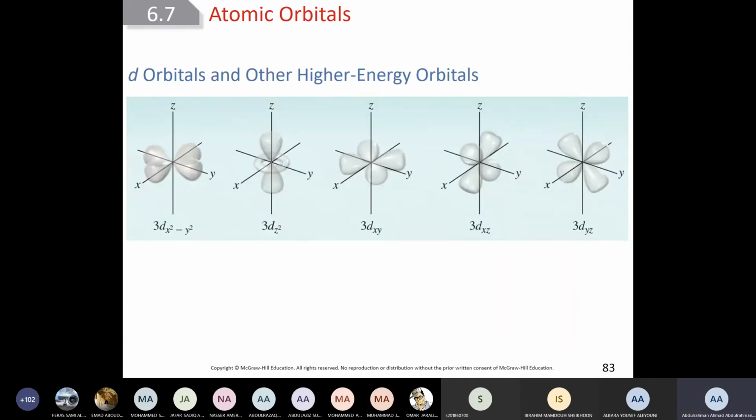And this is the shape of the d orbitals. The electron you can consider like the gray color inside. So one electron is available here, here, here, and here, because it is taking the whole color.